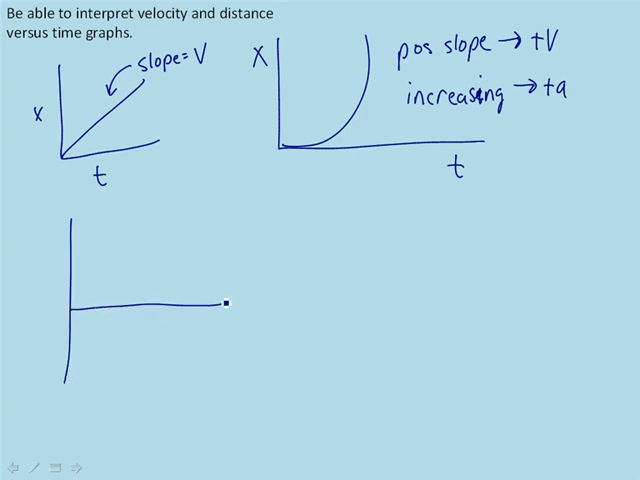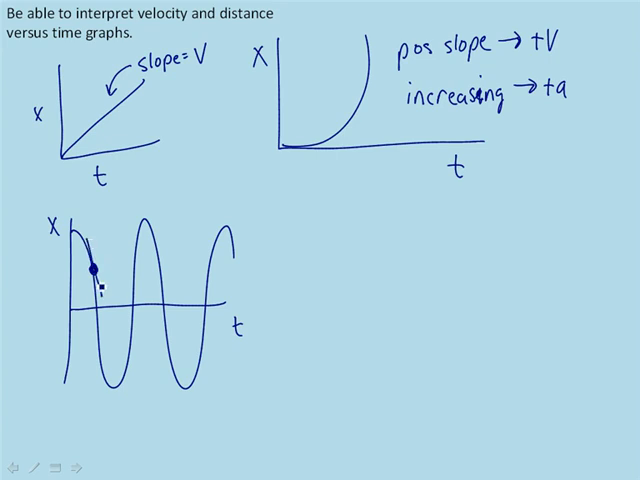We also did periodic motion, and you plotted the x versus t for periodic motion. At this point, the velocity is negative. At this point, the velocity is equal to 0. At this point, the velocity is equal to a positive number, and at this point it's also positive.